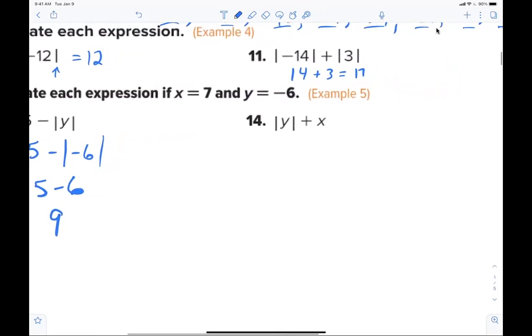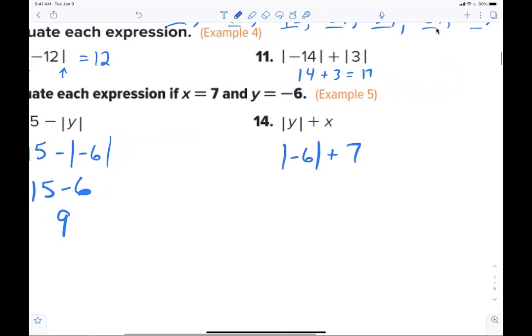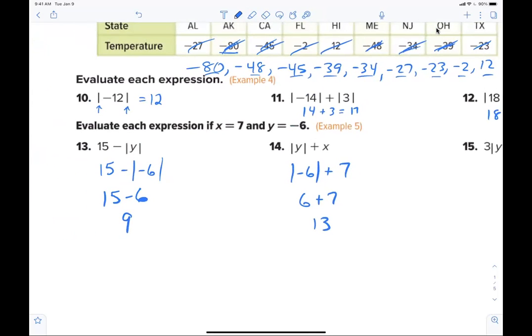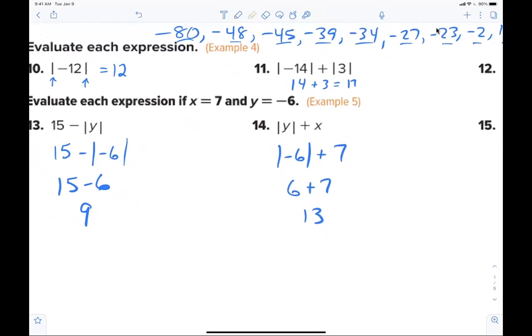Jacob, yep, number 14. What am I doing? I got 6 plus 7. Okay, so now what? So you have to use absolute value. So after the 6, this plus 7 is 13. There you go. That's what I want, guys. Anybody have any questions with that? Yes. How do you get negative 6 and 7? It's all right. I want you to ask me, okay?